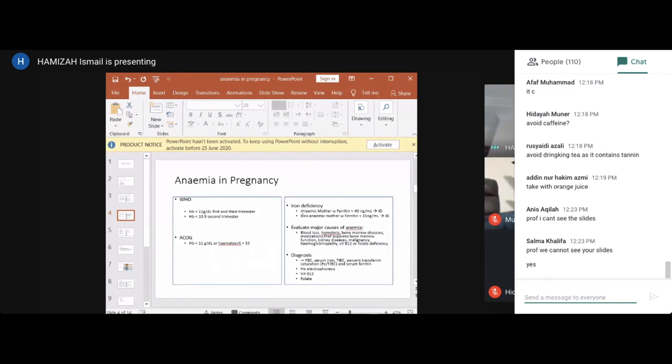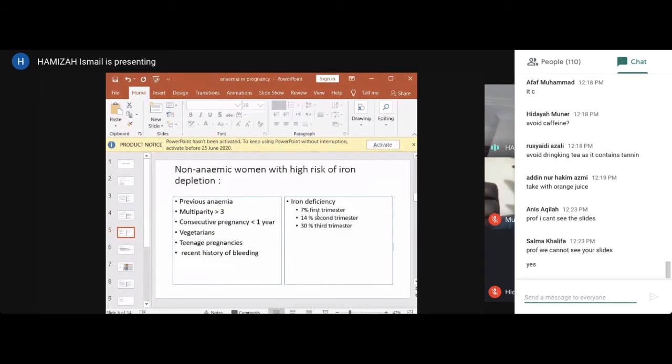So an anemic mother with ferritin less than 40 nanogram per mil, this is iron deficiency. In the non-anemic mother, we take ferritin less than 15, this is iron deficient. You must also evaluate other major causes of anemia.